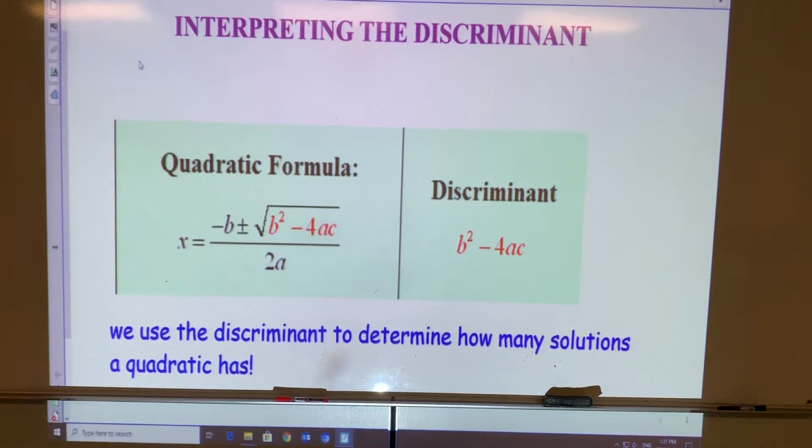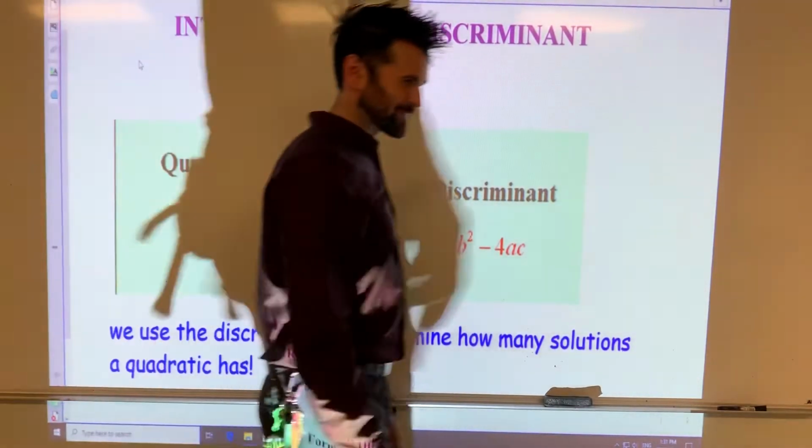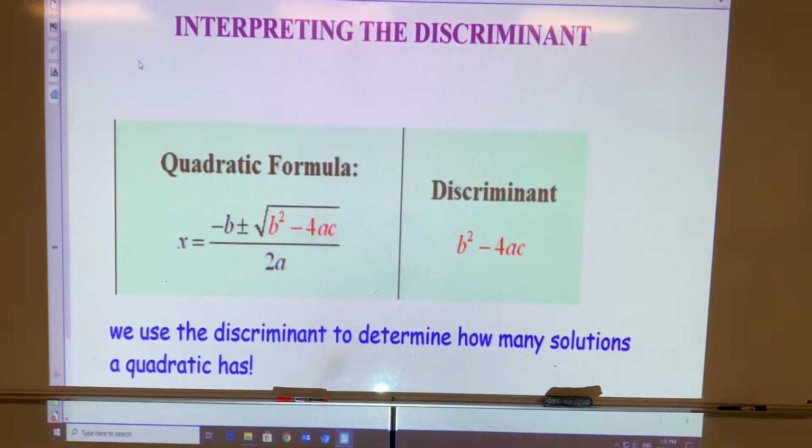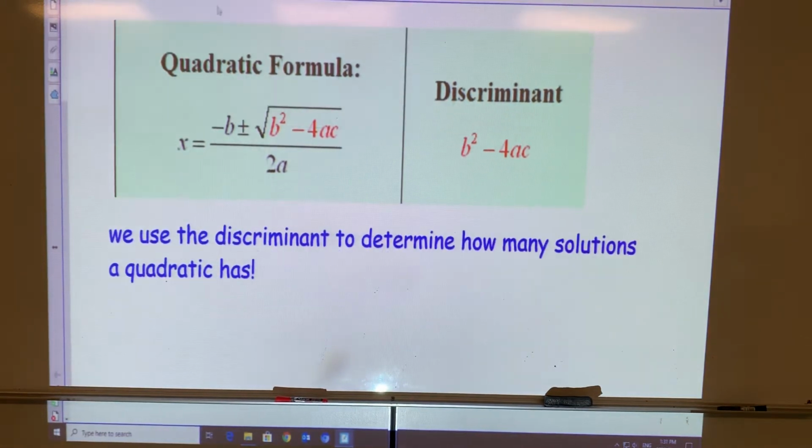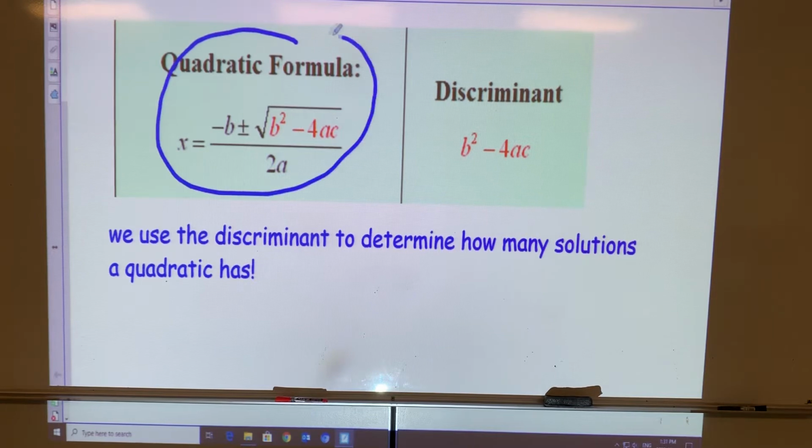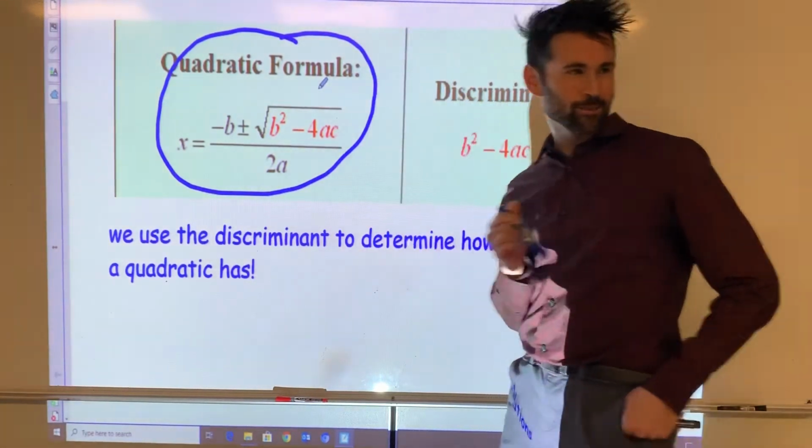Here we go. Interpreting the discriminant. We looked at the quadratic formula yesterday, which is right here, which is something we don't want to forget, like I did the other day. And I've highlighted the discriminant in red. So the discriminant can actually tell us how many x-intercepts there are.